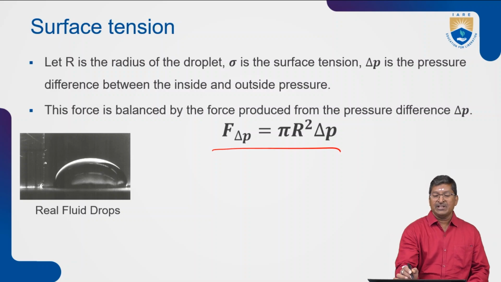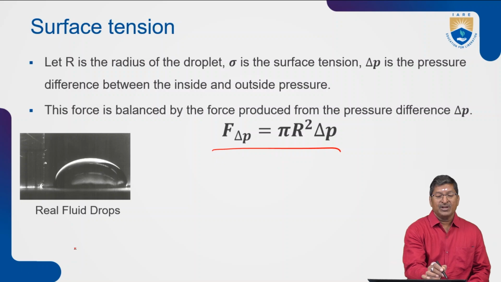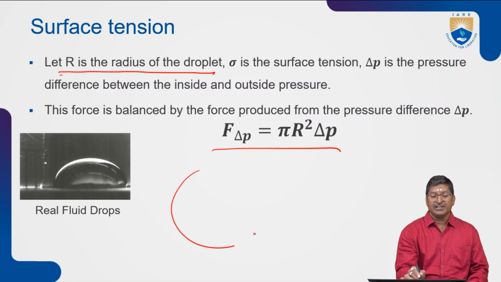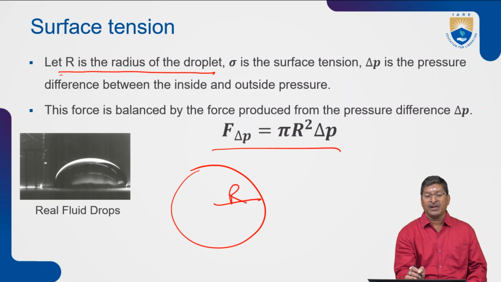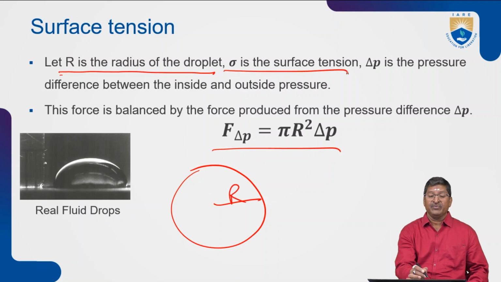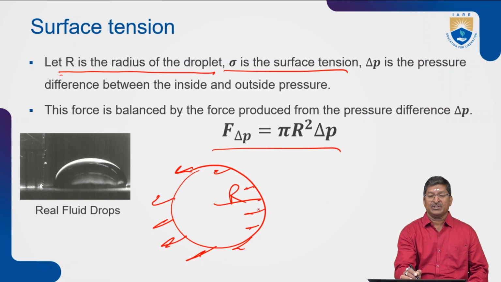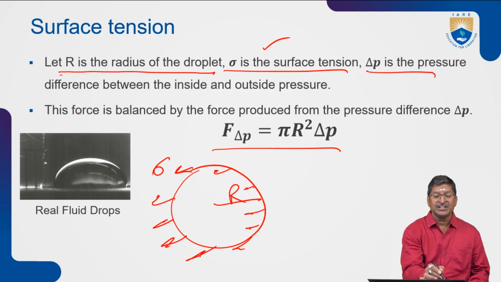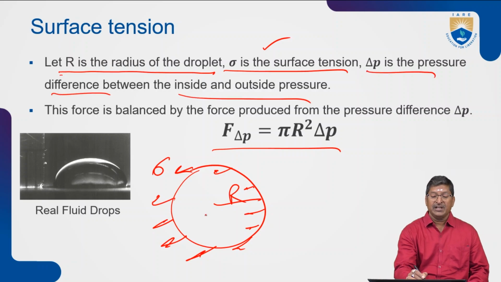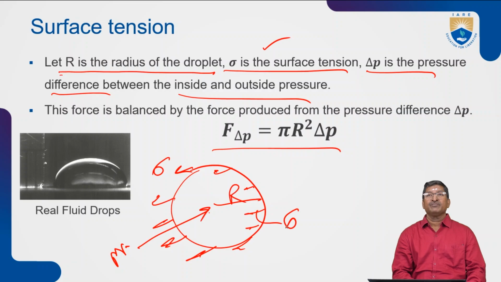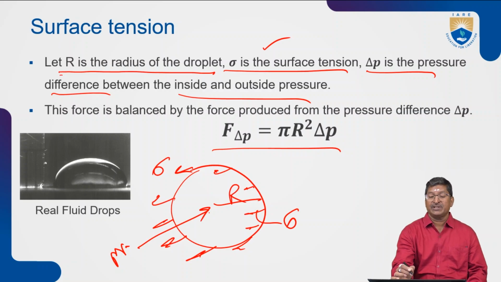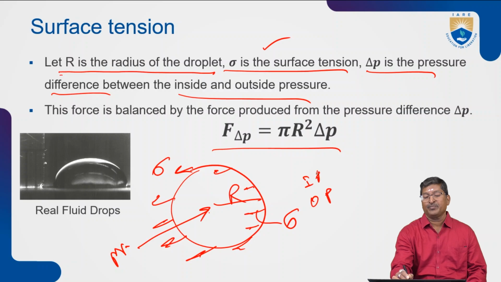So here, what is R? It is for a spherical fluid drop. R is the radius of the droplet. If a droplet is here, this is the radius, and sigma is the surface tension. In the surface, it will have some tension, so it is at the surface of the droplet. Sigma is the surface tension. Delta P is the pressure difference between the inside and outside pressure. So here inside some pressure will be there, and outside there is surface tension. Delta P is the difference of the inside pressure and outside pressure.